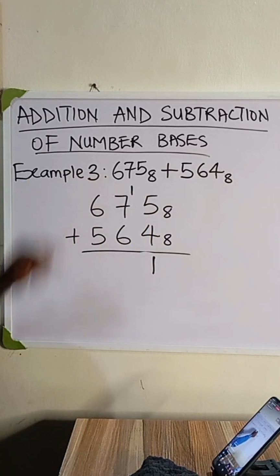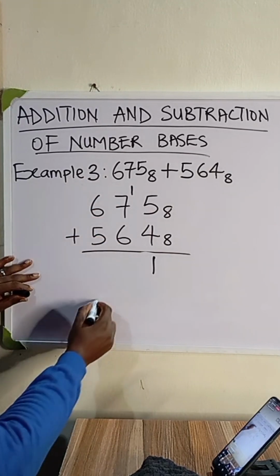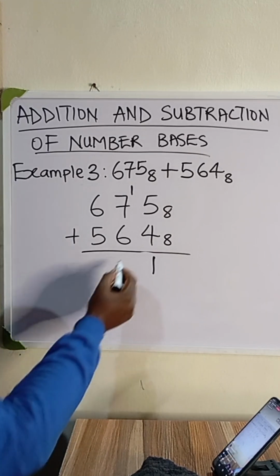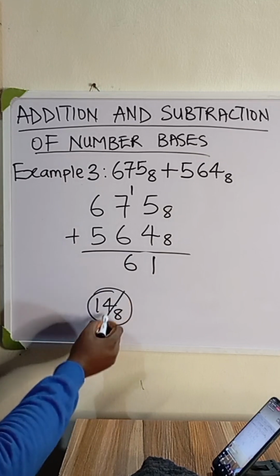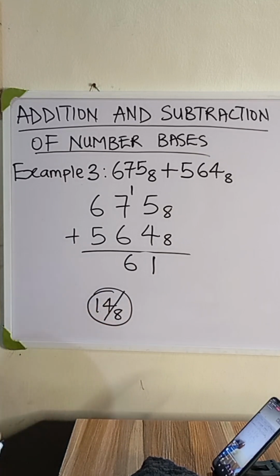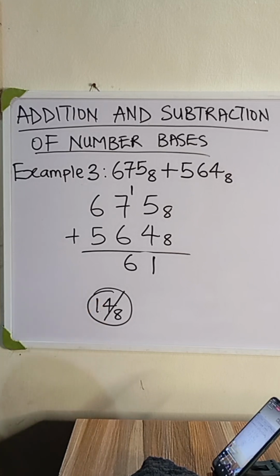So 1 plus 7 gives us 8. 8 plus 6 gives us 14. So we have 14 base 8. So what's 14 base 8? We have 16. Though this value 14 is 1 and 4, which is less than 8. 1 is less than 8, 4 is less than 8. But we still have to convert it.